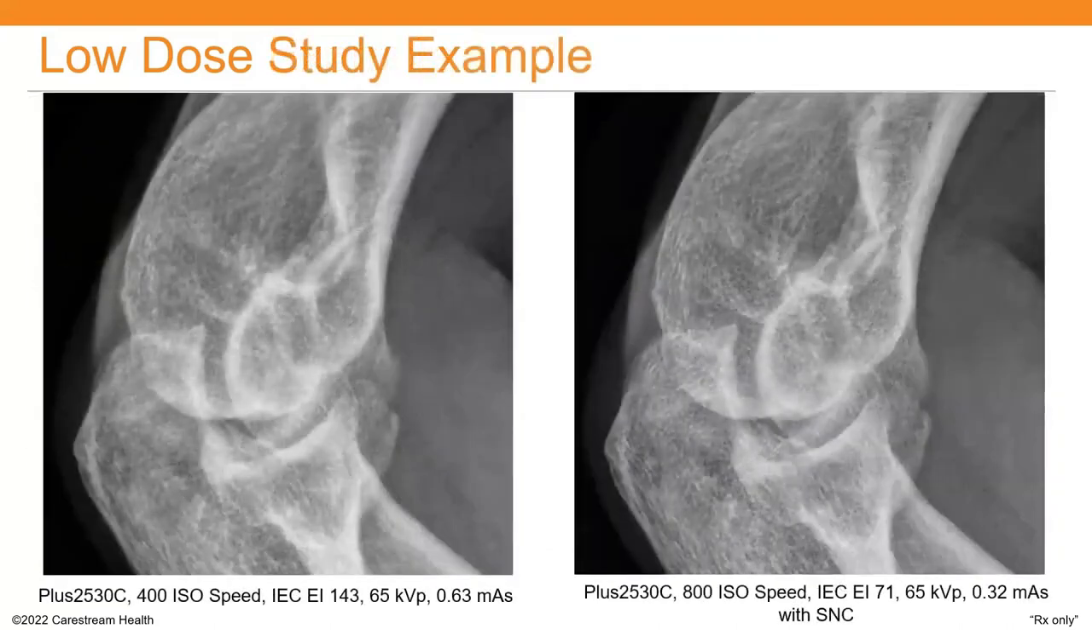This is another example of a low-dose pair from the study. The elbow on the left is 400 speed cesium, and the image on the right is 800 speed. Notice the improved visualization of the trabecular patterns and the overlapping bone structures in the right image, which is the reduced exposure image processed with SNC.